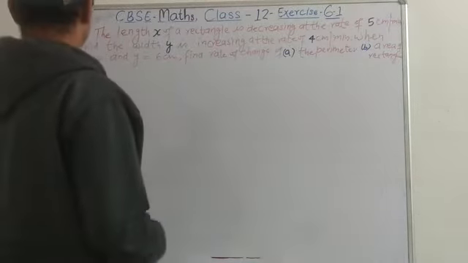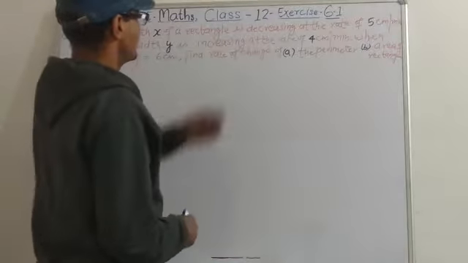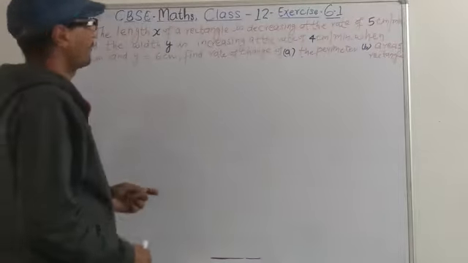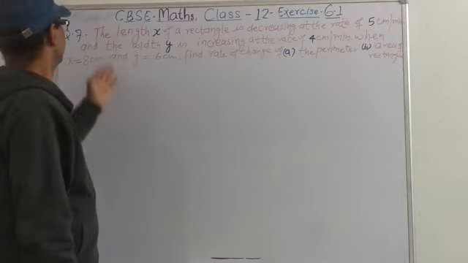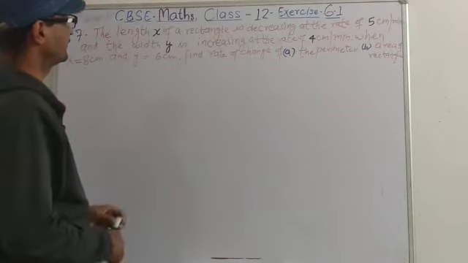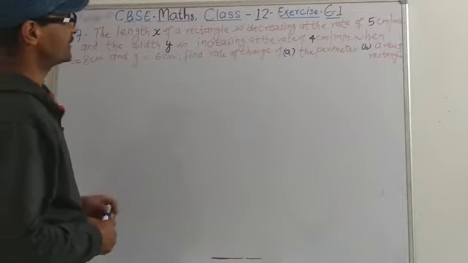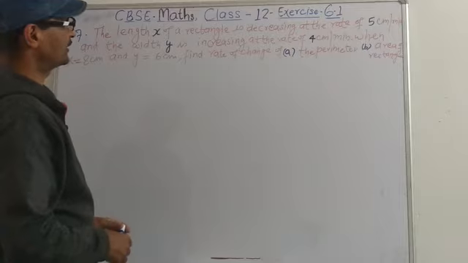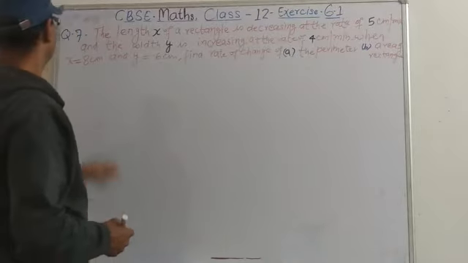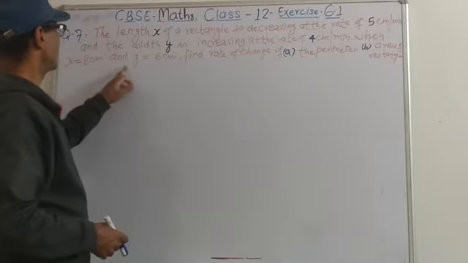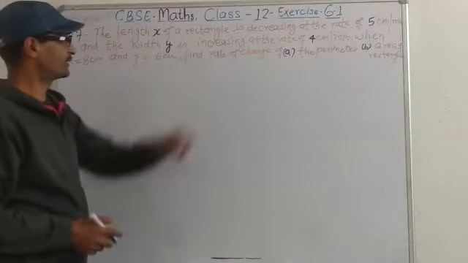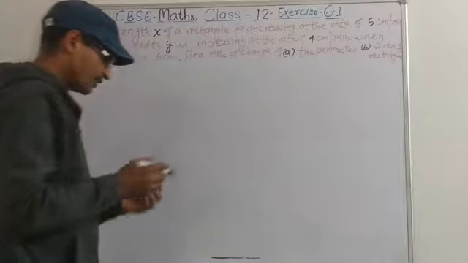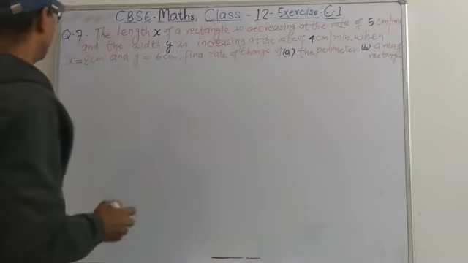We are going to do some questions from exercise 6.1, and now question number 7 is: the length x of a rectangle is decreasing at the rate of 5 cm per minute and the width y is increasing at the rate of 4 cm per minute. When x is equal to 8 cm and y is equal to 6 cm, find the rate of change of the perimeter and area of the rectangle. Two things we have to find out here.